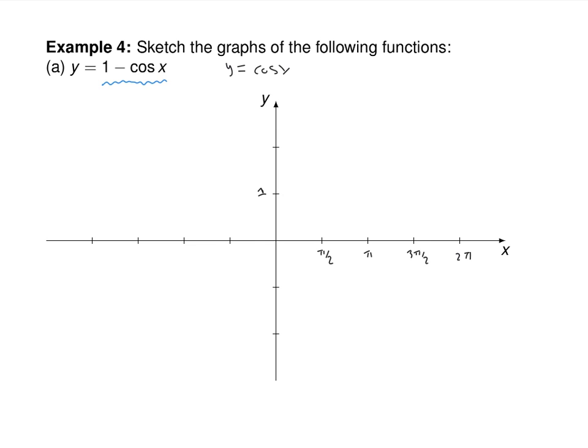So where did cosine start? On the y-axis, that is. 1. It crossed at pi halves, was at negative 1 at pi, 0 at 3 pi halves, 1 again. And then do the backwards part as well, which kind of is a copy-paste.